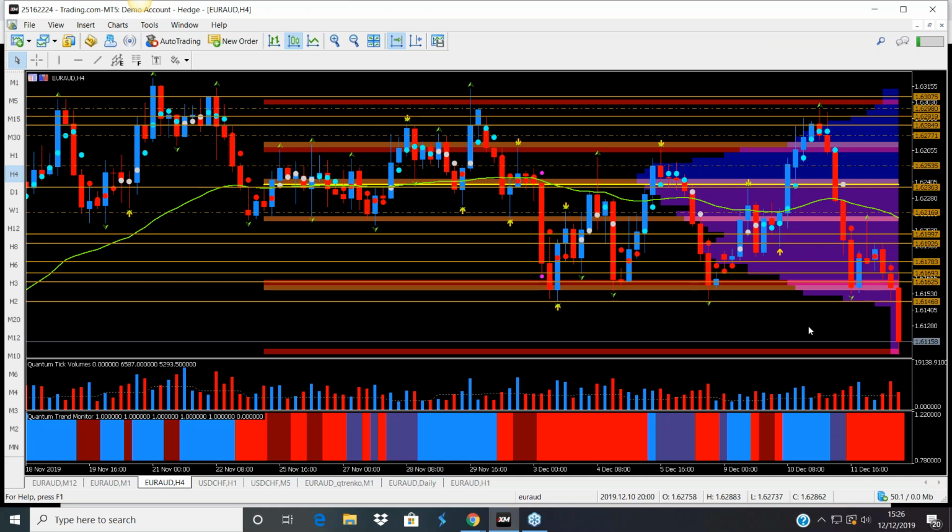This is the 4-hour chart for the Euro Aussie. Euro Aussie has had a big fall over the past few days. This was before today's ECB meeting. And the 4-hour chart shows this very, very graphically. We have a falling market, very widespread candles, and we've actually got some rising volume as well.